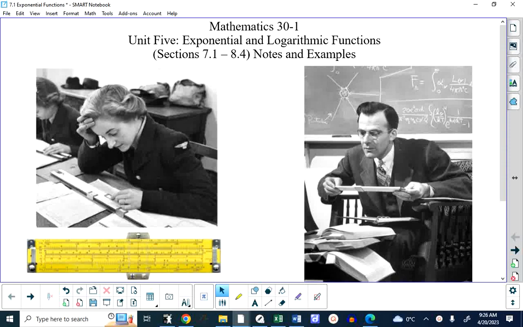So this is the beginning of Unit 5, which deals with 2 chapters in your textbook. One chapter is on exponential functions and equations, and the other chapter is on logarithmic functions and equations.